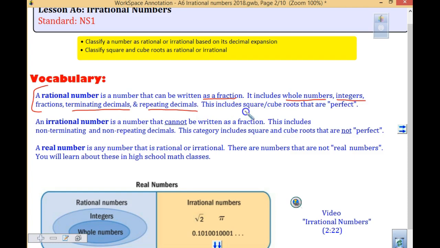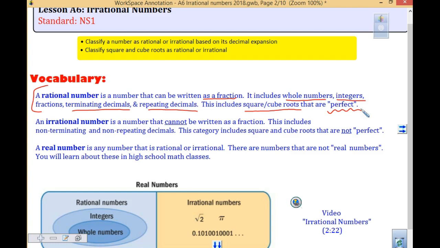It includes square and cube roots, but only of our perfects. So the ones that you had to memorize, all of those are considered rational numbers. Okay? So if I say the square root of 49, you tell me it's a rational number because it's whole. But if I said the square root of 48, not one that we memorized, right? That would be an irrational.